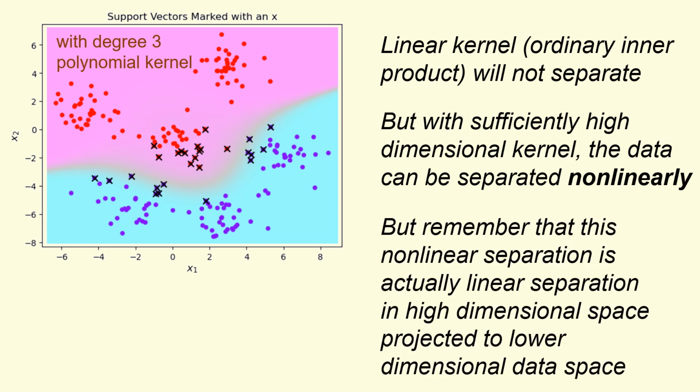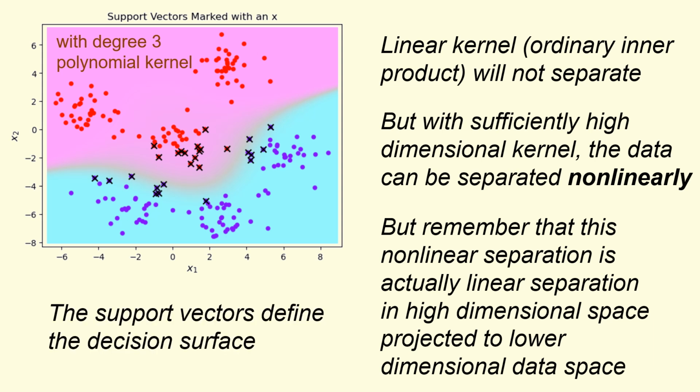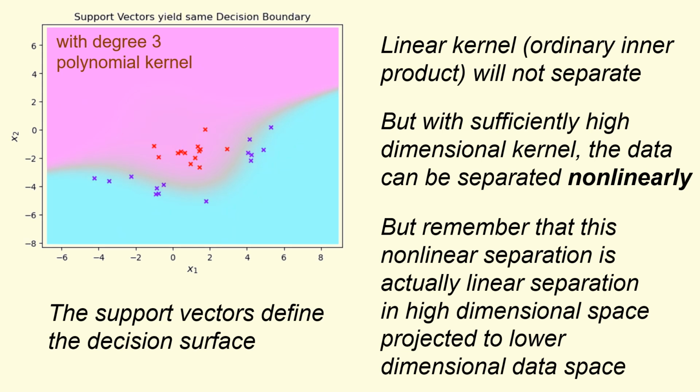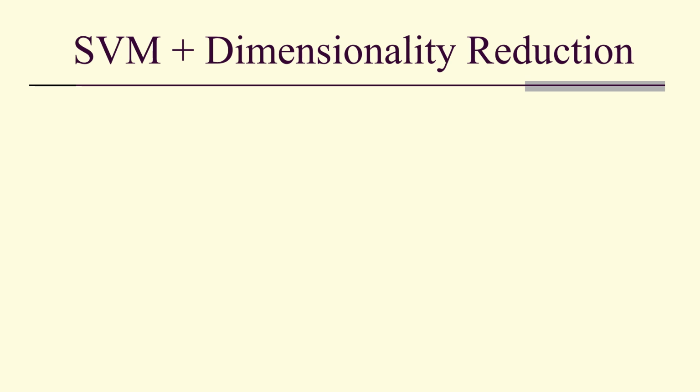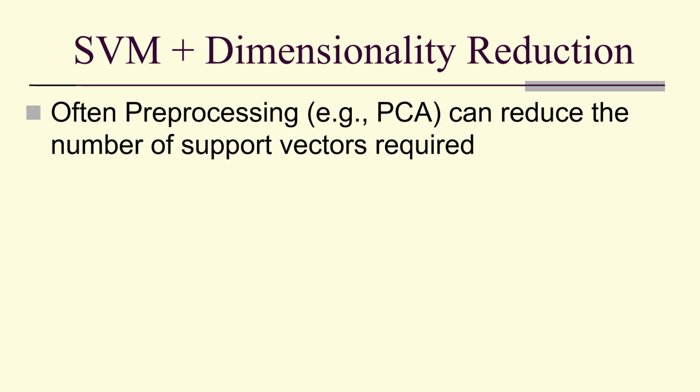But remember, this is nonlinear separation, which comes from linear separation in high dimensional vector space projected to lower dimensional data space. So remember, our kernel trick uses this embedding function phi, which tends to be nonlinear. And the support vectors actually define the decision surface, as you can see here. So we often use the support vector machine in association with dimensionality reduction. Often we do some pre-processing, for instance, the principal components analysis, because we can reduce the number of support vectors that are required.